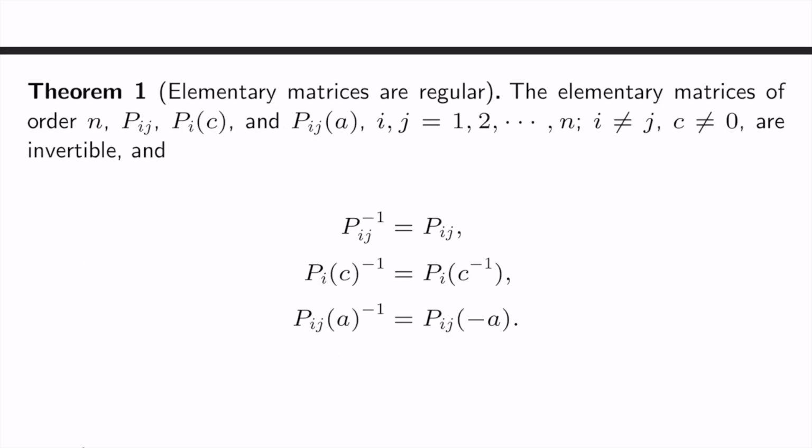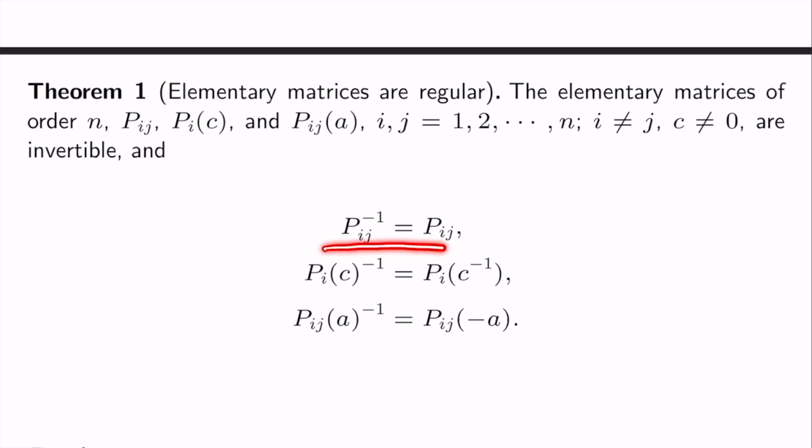Okay, here's the first theorem of this video. We first consider elementary matrices of order n, Pij, Pi of C, and Pij of A. These matrices are used for elementary row operations or elementary column operations, as we have learned in previous videos. We show that these elementary matrices are invertible or regular, and their inverses are given as this.